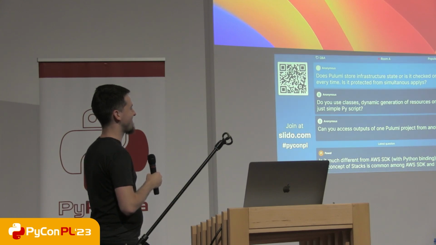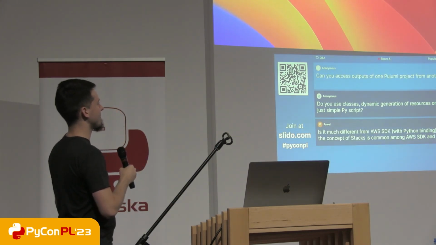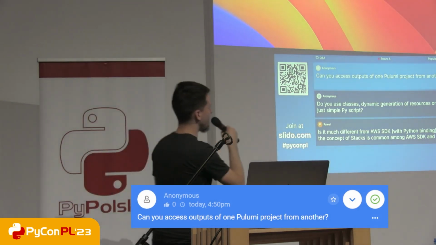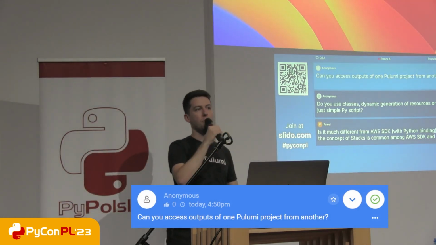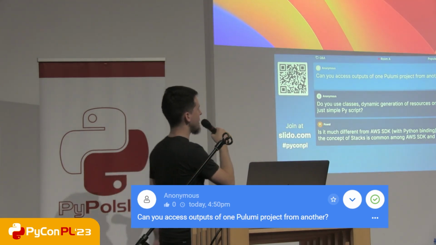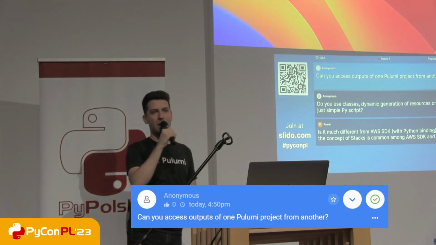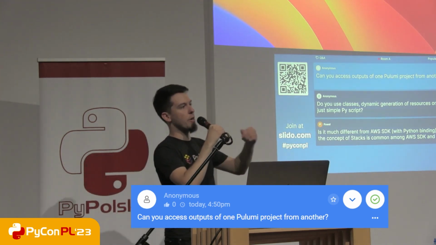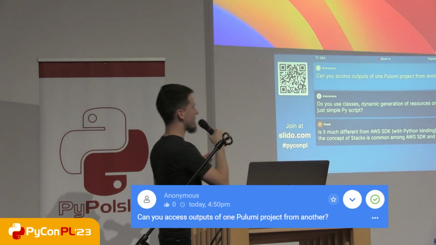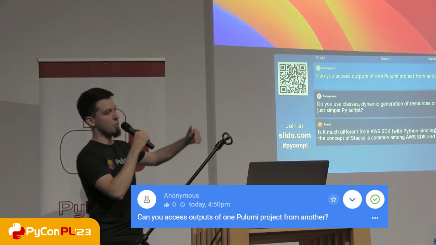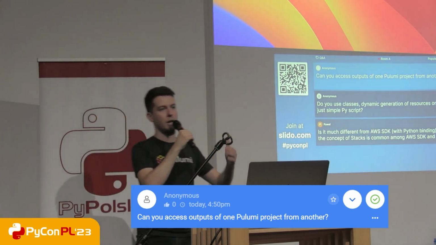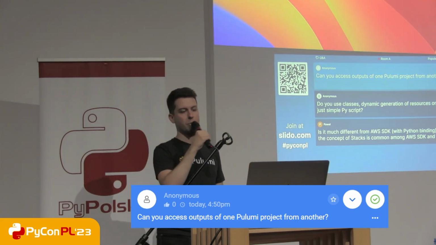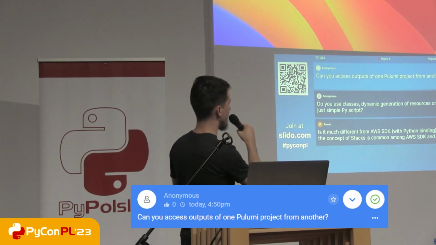Okay, and the last question, can you access outputs of one Pulumi project from another? Hell yes, and that's a very good question. This is something you should do if you want to have more modular code. This is something called stack references. Each stack can acquire a reference from a different stack. All you have to do is export some value in one stack, and you can depend on it in the other stack. Look up the term stack reference in the documentation, and you should find some examples.